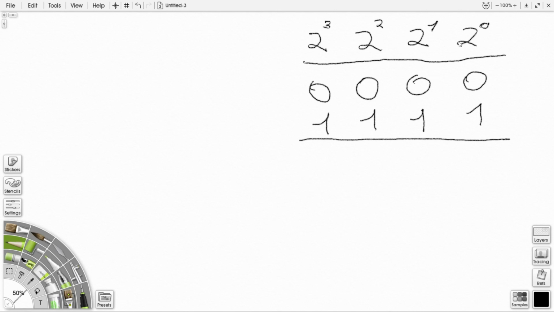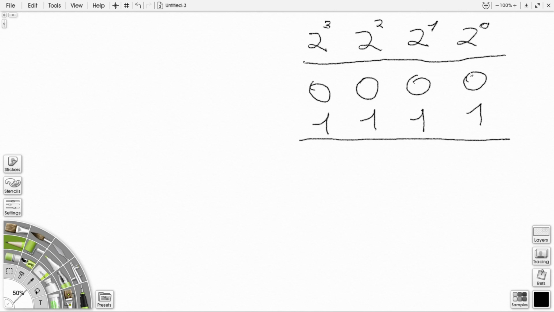And since we only have two digits, instead of 10 to the power of 0, because we had 10 digits, it's going to be 2 to the power of 0, 2 to the power of 1, 2 to the square, and 2 to the cube, 2 to the power of 4, 2 to the power of 5, and so on. So it's the exact same thing.